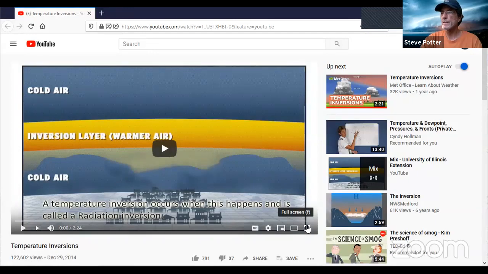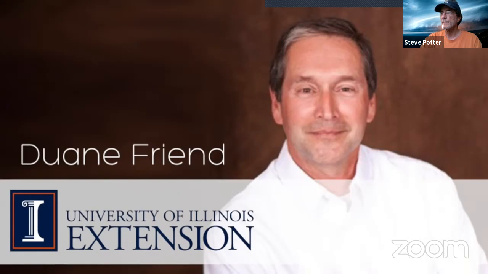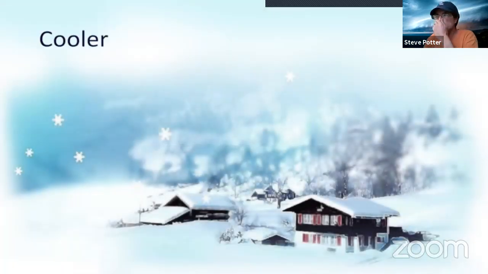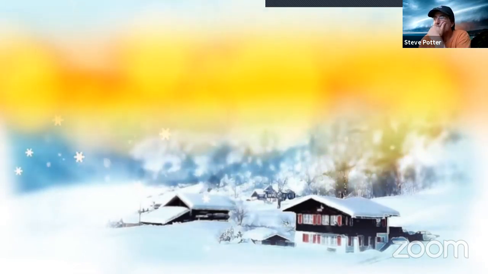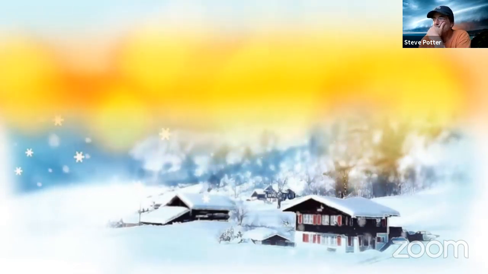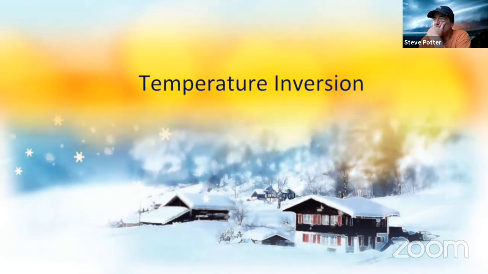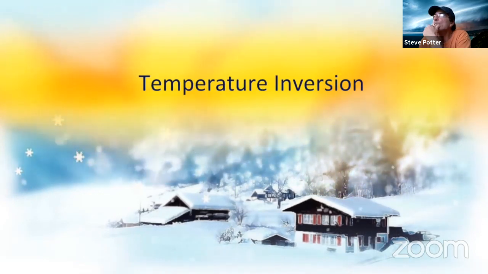maximize. This is Dwayne Friend with University of Illinois Extension. Normally, air temperatures get cooler the higher you go. However, there are times when air at higher elevations is actually warmer than the air below it. This creates what is called a temperature inversion.